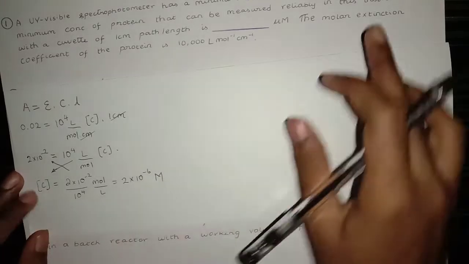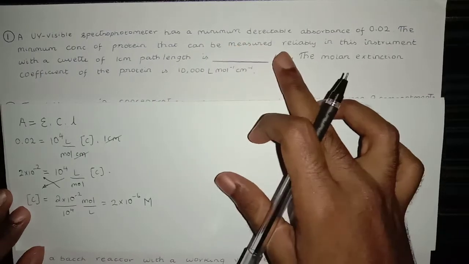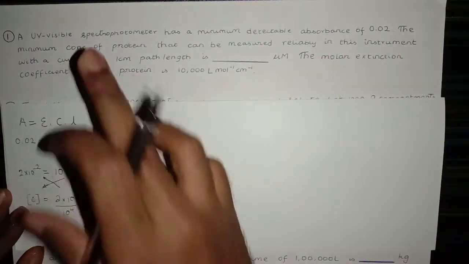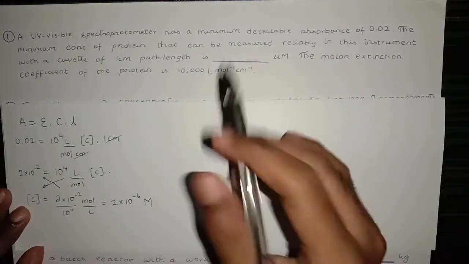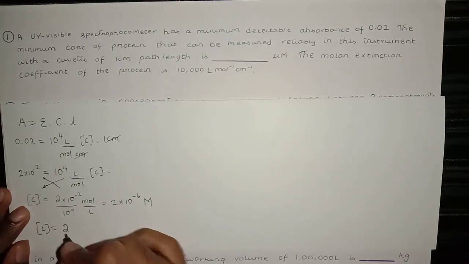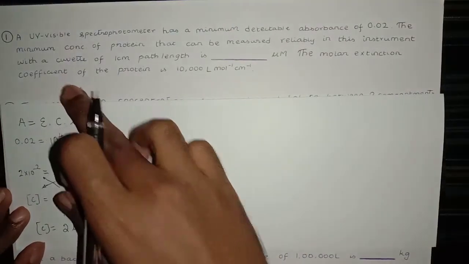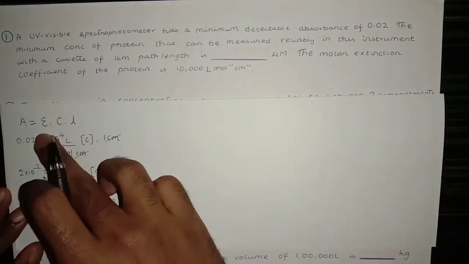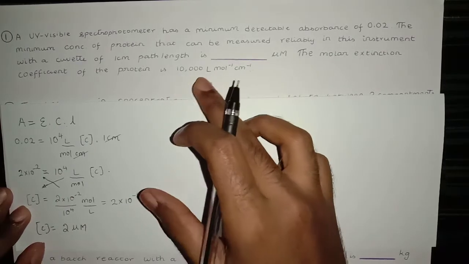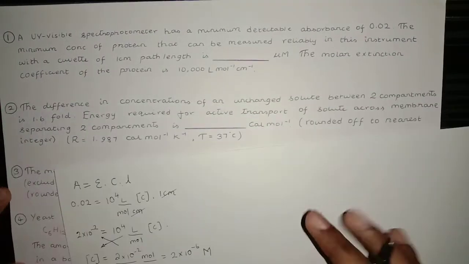So the minimum concentration of protein that can be measured reliably in this instrument with a cuvette of 1 centimeter is 2 micromolar, provided the molar extinction coefficient, the epsilon value of the protein, is 10 power 4 liter over mole centimeter.